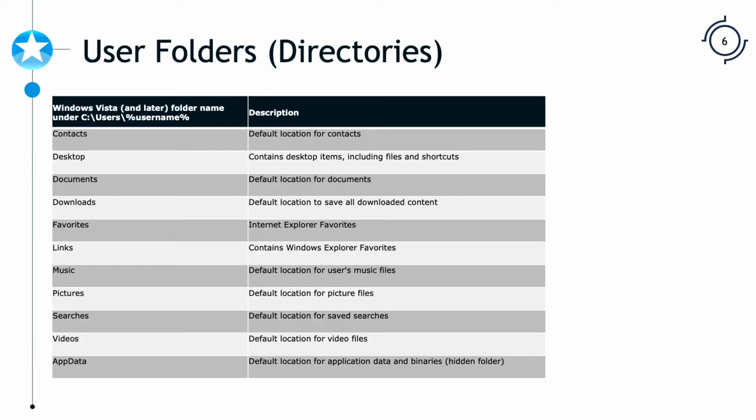Other interesting locations are in our user's home directory, so remember C:\Users, then the username. We've got Contacts, the Desktop, Documents. This is going to be the default location where you're going to save things from, like Word or Excel. Your browsers are going to default to downloading files to the Downloads directory in your user directory. We've got Favorites, Links, Music, etc. The most interesting one here at the end is AppData. This is a hidden folder in your home directory, so C:\Users\Tim\AppData. This is where a lot of applications are going to store their data for the application.